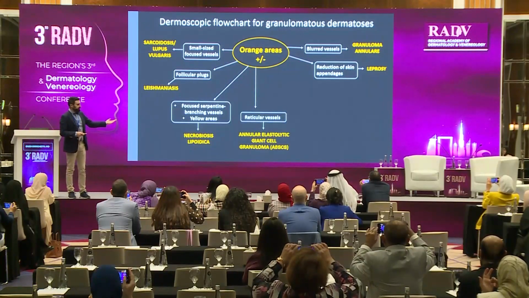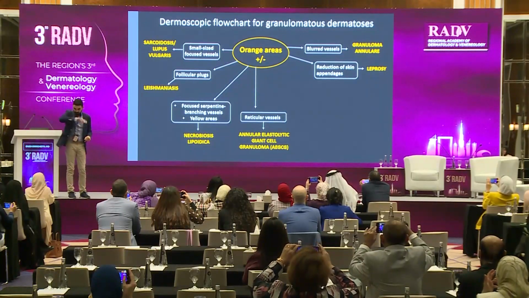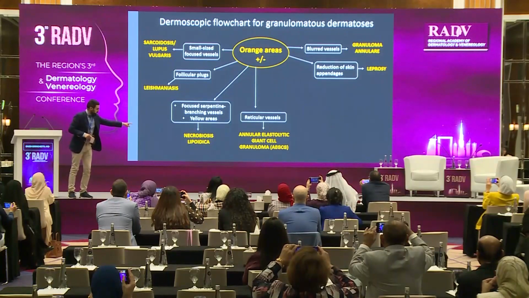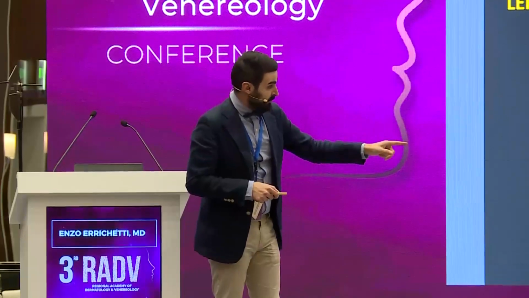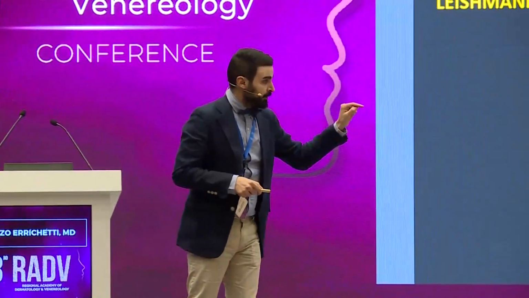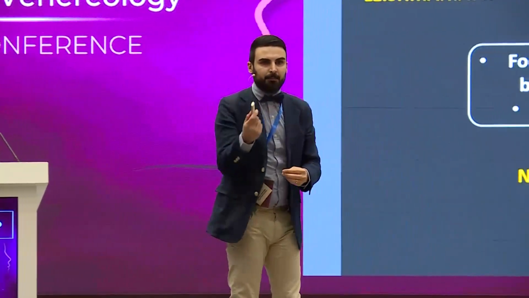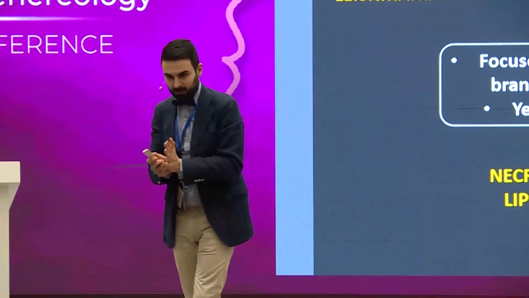Then reticular vessels with a peripheral orange area, we have to think about annular elastolytic giant cell granuloma. Granulomatous rosacea is typified by polygonal blurred vessels, okay? And finally, acne acuminata: follicular plaques surrounded by an orange area, okay? Now you can take the picture.